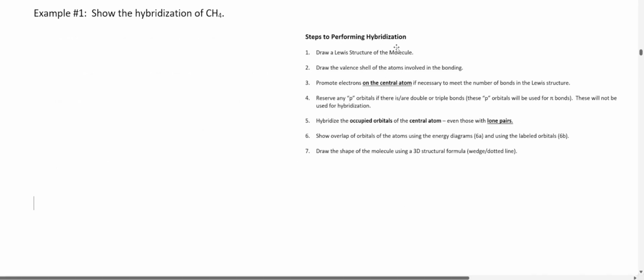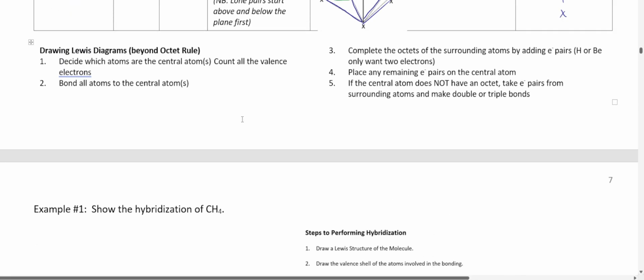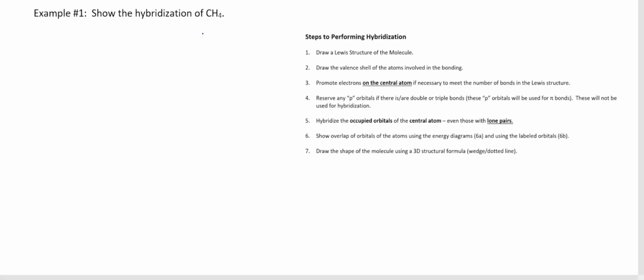So you can see in step 1 that I have to draw the Lewis structure of that diagram, and I'm going to use this procedure right up here, beyond the octet. What I do is decide which ones are the central atoms, and then I count all the valence electrons. Carbon's going to be my central atom. It has 4 valence electrons. Hydrogen are going to be around it, 1 electron each, and there are 4 of them. So I have a total of 8 electrons to place. Carbon is going to go in the middle. I'm going to put the hydrogens around it.